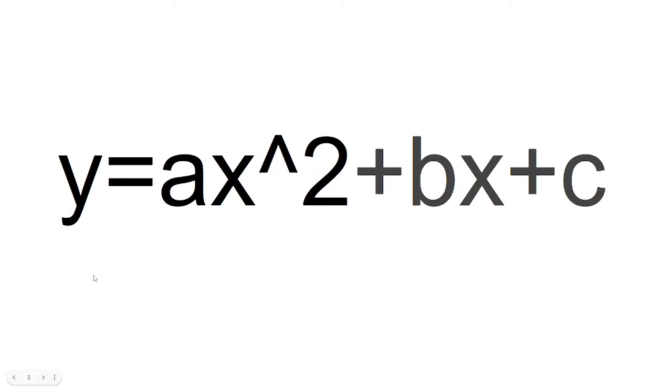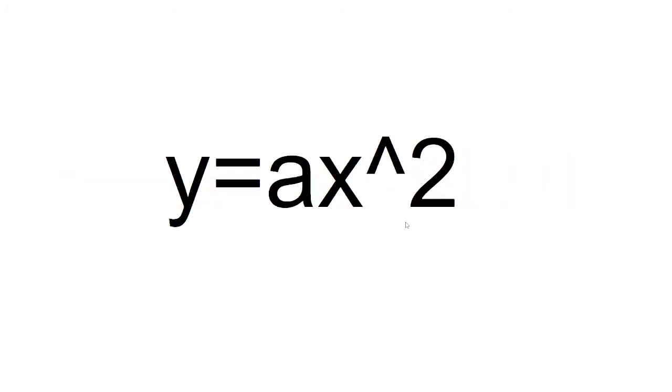This is the formula for standard form: y equals ax squared plus bx plus c. But right now we're just going to focus on this first part, y equals ax squared. This is what makes a parabola. Y equals x squared is just the basic parabola, but we're just going to have a there. A could be anything. It could be 1, it could be a million. You don't know.